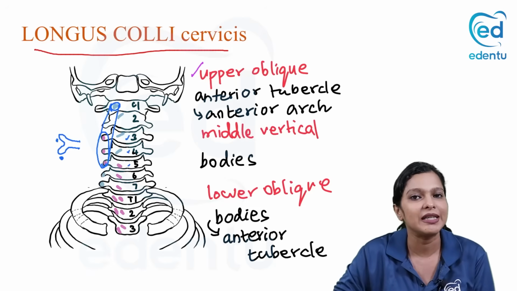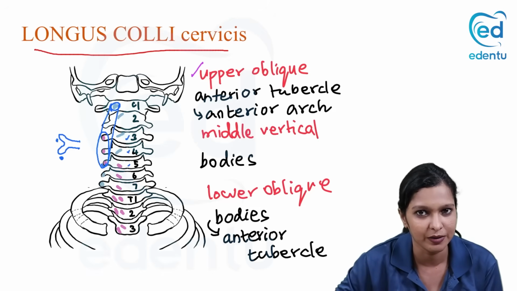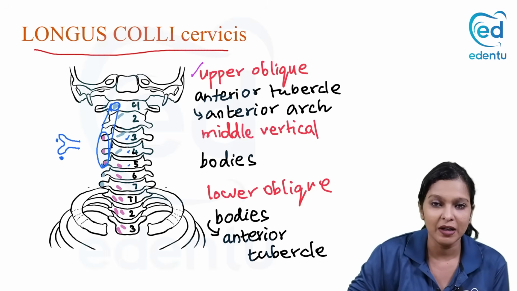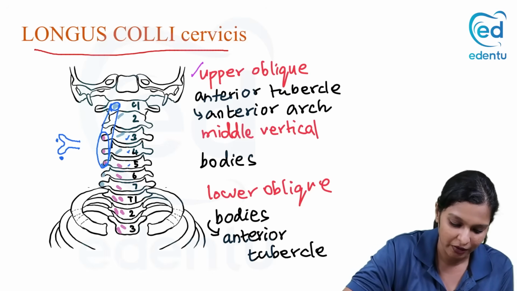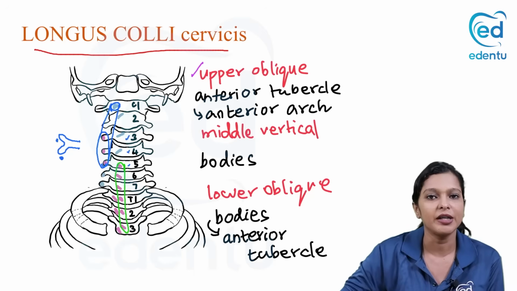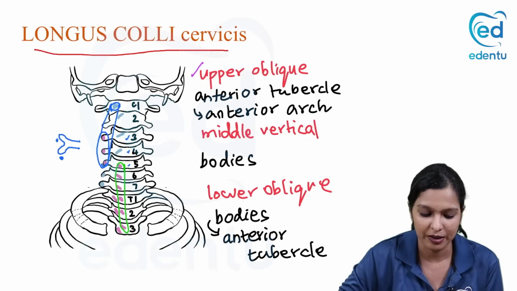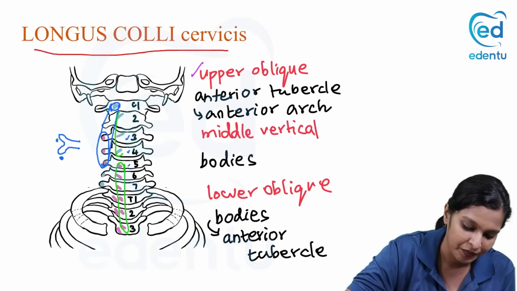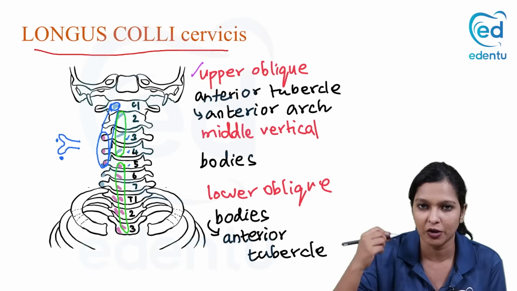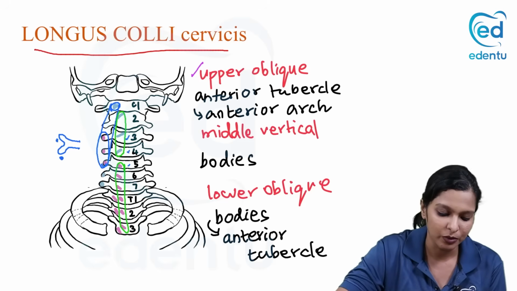The next part that we'll be seeing is the middle vertical part. The origin and insertion is related to the body of the vertebra. You just have to remember which vertebra it is. The middle vertical part originates from the body of C5 to T3, cervical vertebra 5 to thoracic vertebra 3, and it inserts here, into the body of cervical vertebrae C2, 3 and 4. So it originates from C5 to T3 and inserts into C2, 3 and 4.